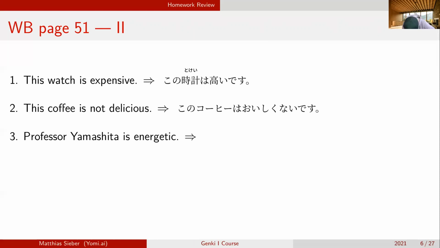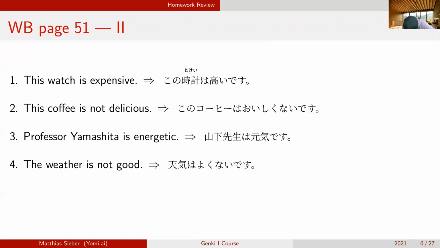山下先生は元気です。Very good. The weather is not good. 天気が良くないです。Yeah, tenki wa yokunai desu. Is it? Yeah, for now, let's stick with the wa. I don't know when to use wa. Right. That is going to be interesting going forward. But right now it's wa.